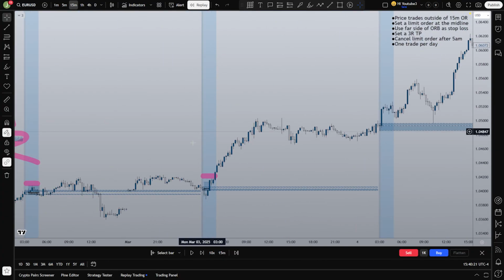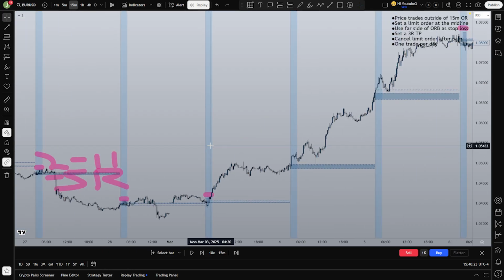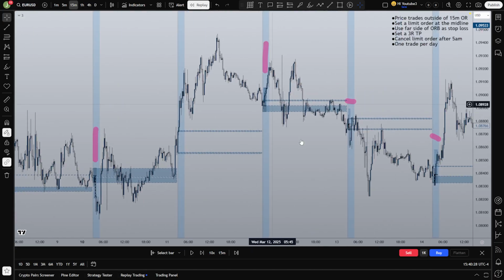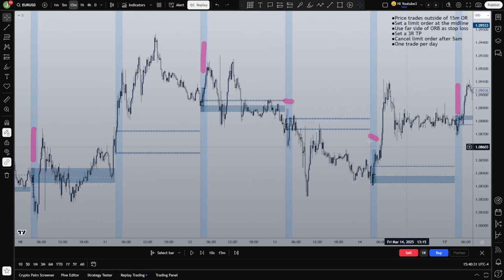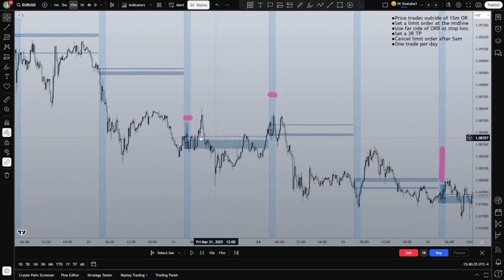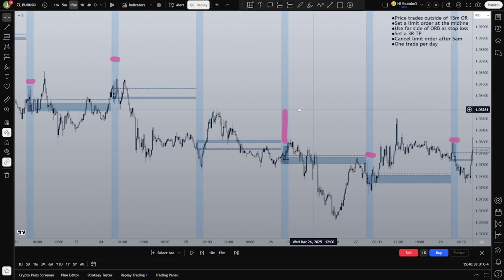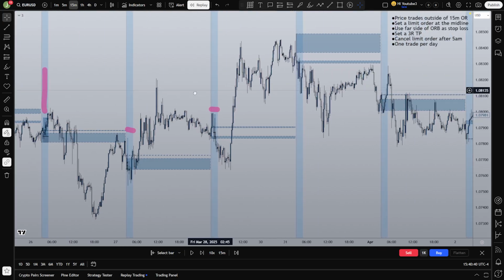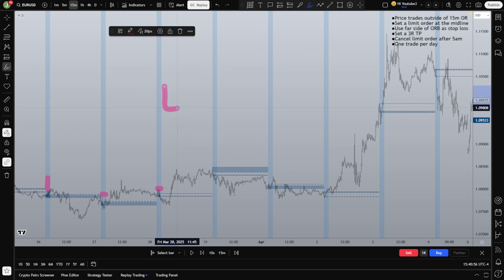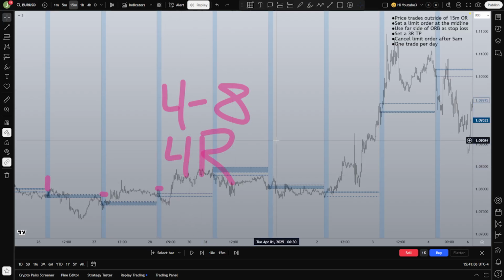All right, so here's the first trading day of March. That's a loss. So we're starting off 0-1, 0-2, 1-2, 2-2, 2-3, 2-4, 3-4, 3-5, 3-6, 4-6, 4-7, 4-8. So we go to 4-8, and that's it. So 4-8. 4 times 3 is 12, minus 8 is 4R. So we're back positive on the year.